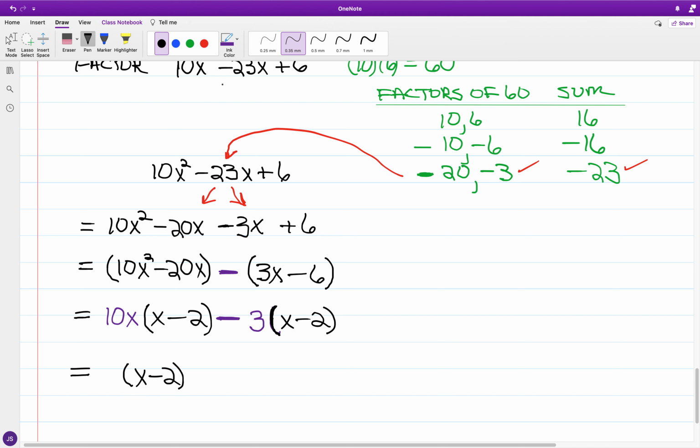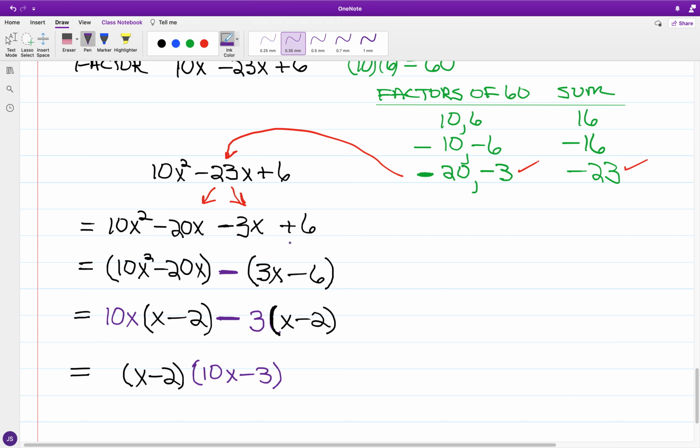and the other factor is formed by the outside terms in operation. So we have 10x minus 3. Okay, all right, and you can go back and check. So x times 10x is 10x squared. And you get minus 3x minus 20x, which is negative 23x. And negative 2 times negative 3 is a positive 6.